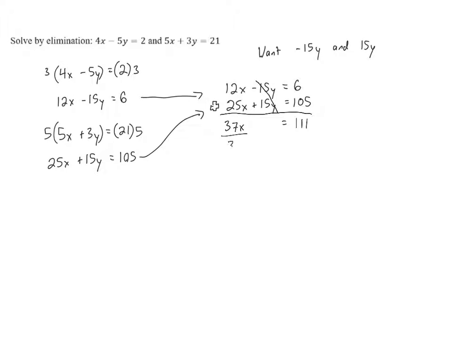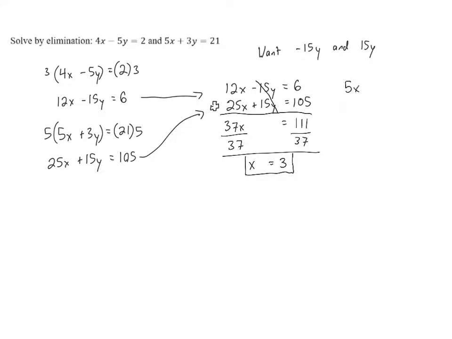If we want to get x alone, we have to divide both sides by 37. That leaves us with x on the left. And 111 divided by 37 is precisely 3. So we end up with x equals 3. We also need to solve for y. We do this by substituting x equals 3 into any of the equations with both x and y.